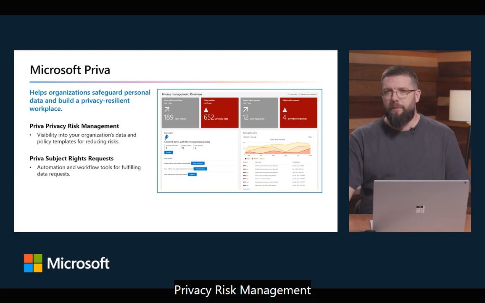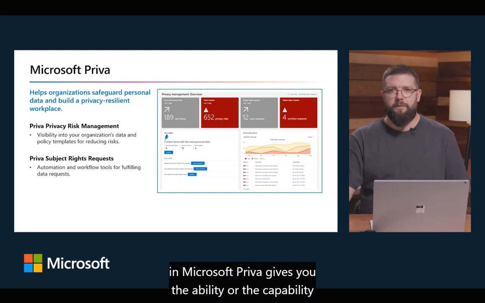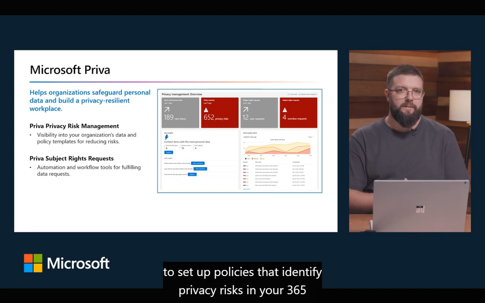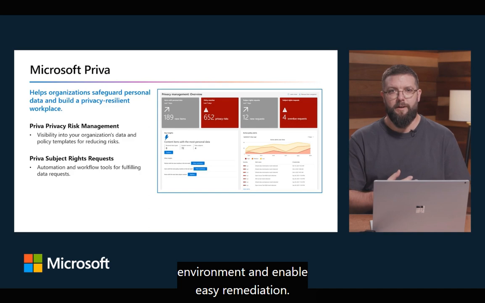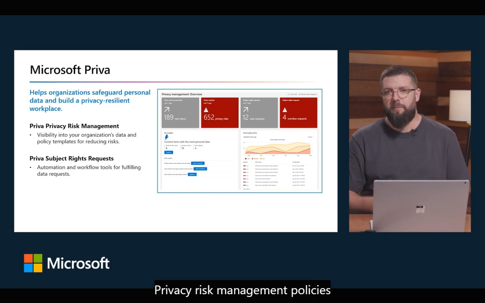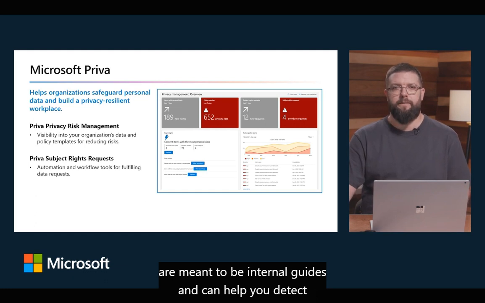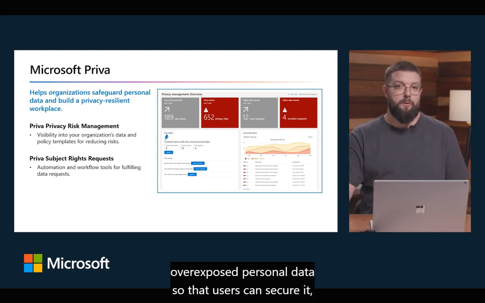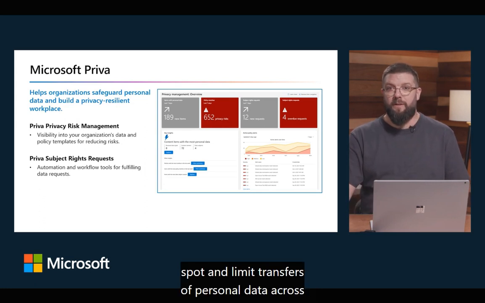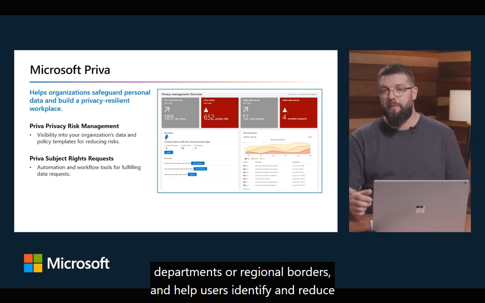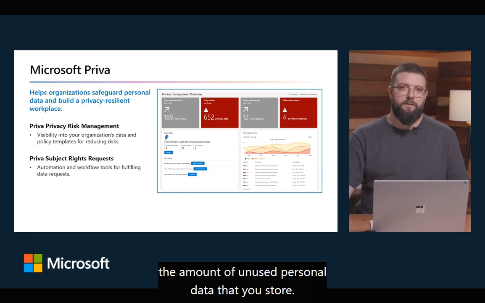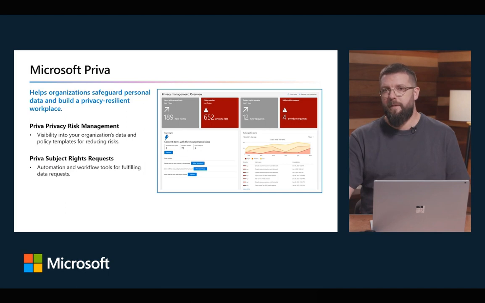Privacy risk management in Microsoft Priva gives you the capability to set up policies that identify privacy risks in your 365 environment and enable easy remediation. Privacy risk management policies are meant to be internal guides and can help you detect overexposed personal data so that users can secure it, spot and limit transfers of personal data across departments or regional borders, and help users identify and reduce the amount of unused personal data that you store.